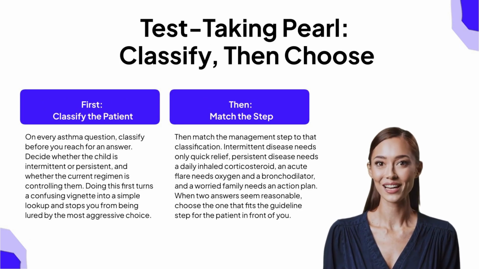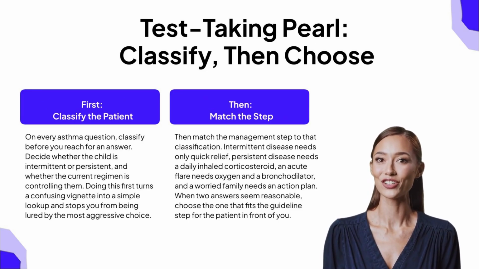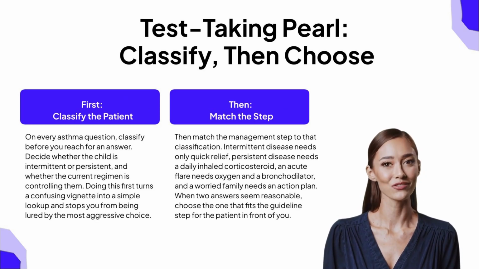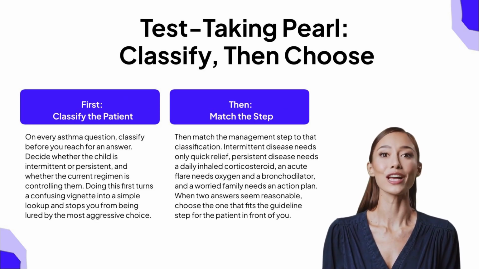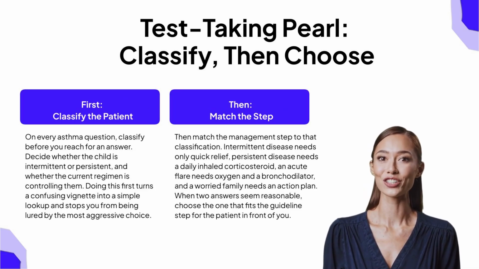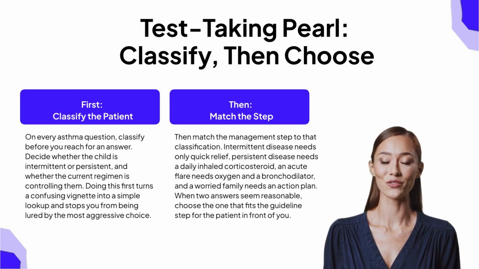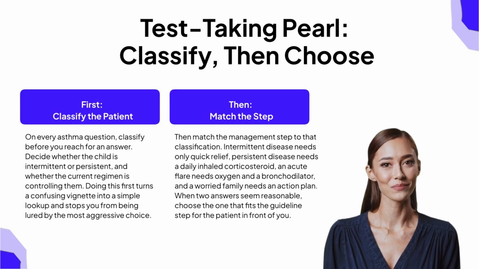Here is a critical exam day pearl that ties all of these questions together. Classify, then choose. On every asthma question, classify the patient before you even look hard at the answers. Decide whether the child is intermittent or persistent, and decide whether their current regimen is actually controlling them. Doing this first turns a confusing vignette into a simple lookup, and it protects you from being lured toward the most aggressive choice. Then match the management step to that classification.